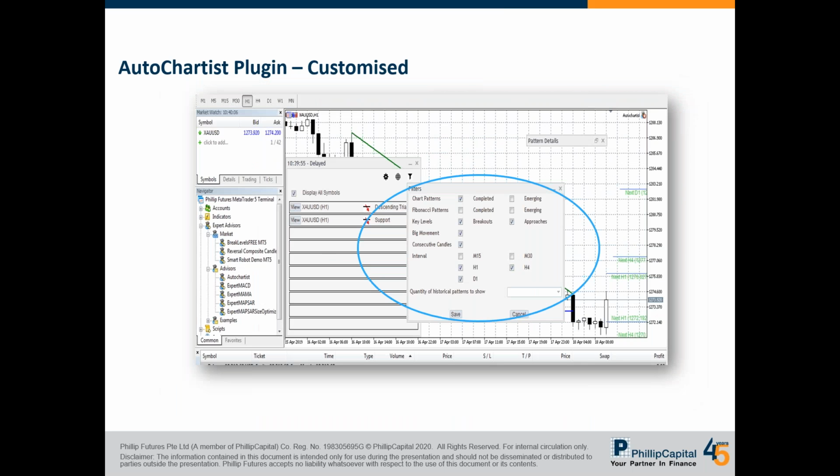So of course, with technology, you can also customize what type of patterns at which state of formation you want to see. All right.